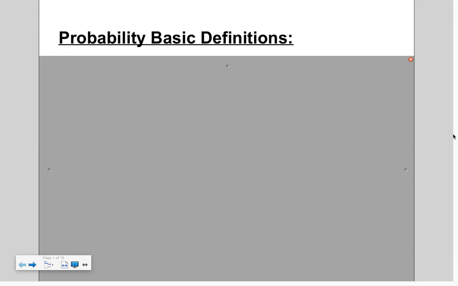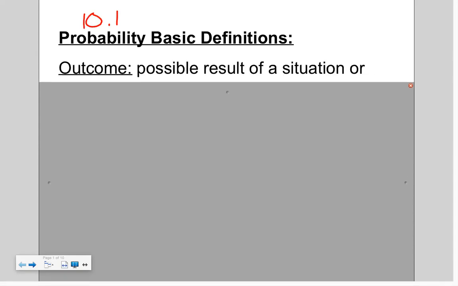All right, so again, this is 10.1. We're going to be talking about experimental and theoretical probability today. Just going to define those things and show some of the examples that go along with them. But we need to know some terms first.